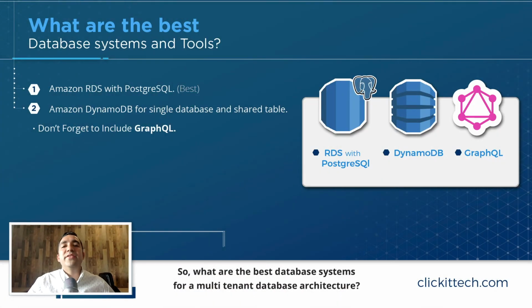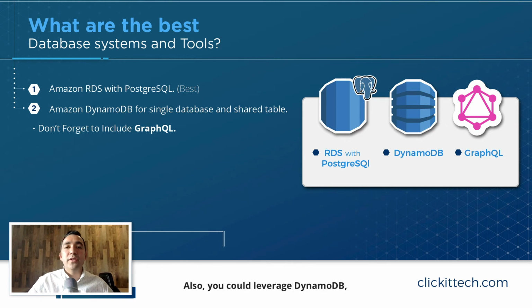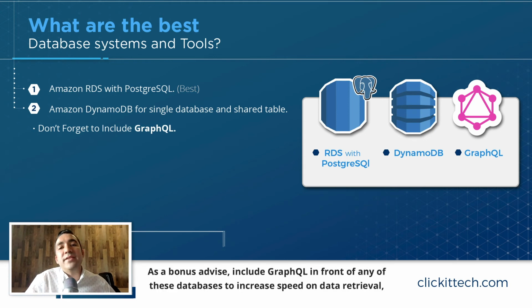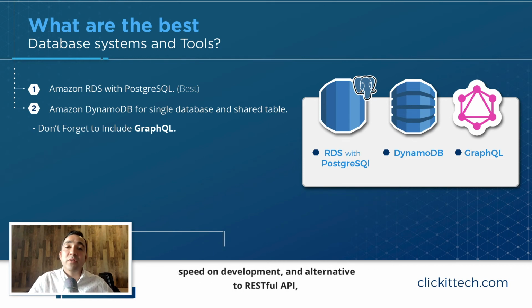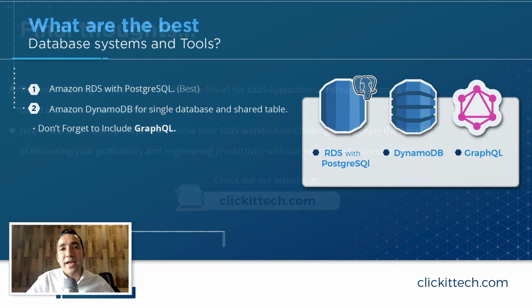What are the best database systems for a multi-tenant database architecture? Well, the best option is Amazon RDS with Postgres. Also, you could leverage DynamoDB, which is a great strategy for a single tenant database with a single shared table. Actually, these two types of database systems are very fast. As a bonus advice, include GraphQL in front of any of these databases to increase speed on data retrieval, speed on development, and as an alternative to RESTful API, which helps to relieve requests from the backend servers to the client.